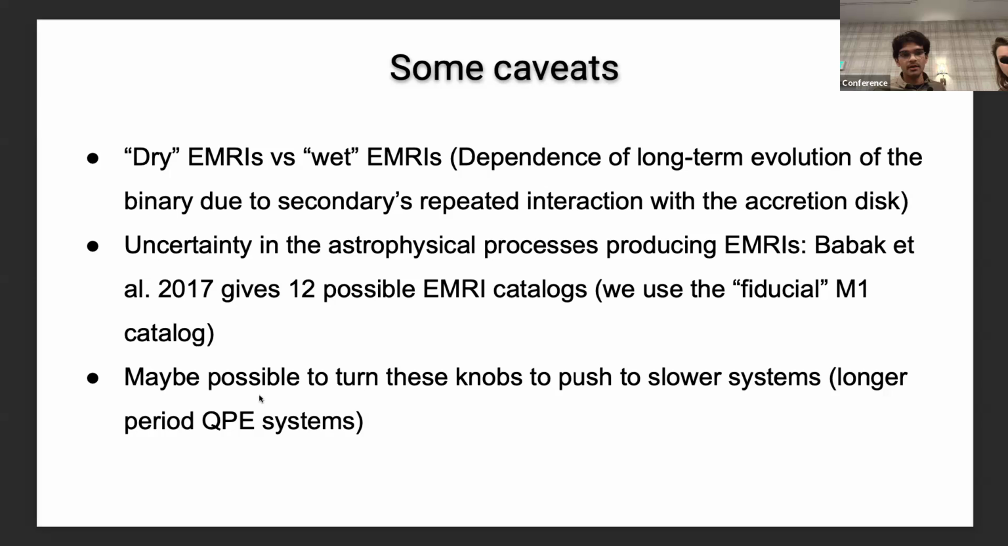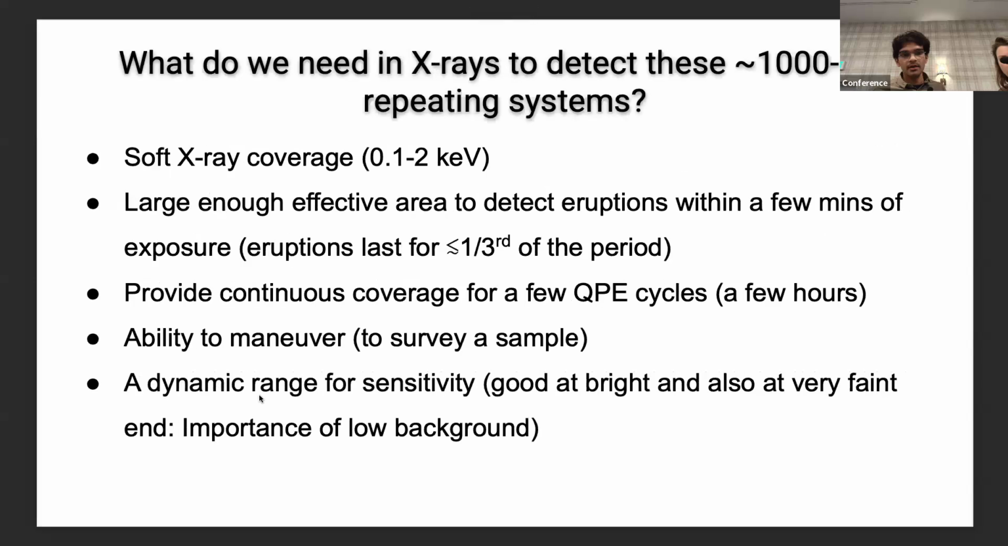The second uncertainty is we considered one particular catalog of EMRIs from this classic paper, what they call the fiducial EMRI catalog. But they also talk about different kinds of EMRI populations that can exist depending on what physics you assume for how EMRIs are formed. So these two knobs can perhaps be turned to push the time scale from 0.5 millihertz to even longer, maybe, but that's just something I want to mention. But again, let's take at face value what Shubham has done.